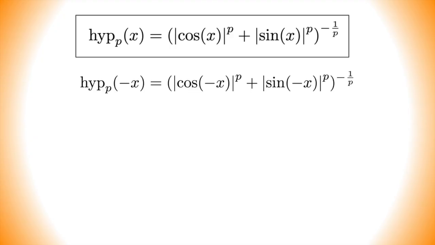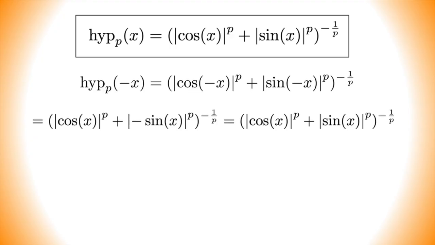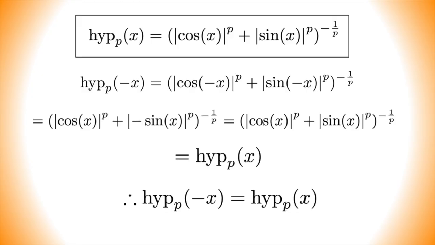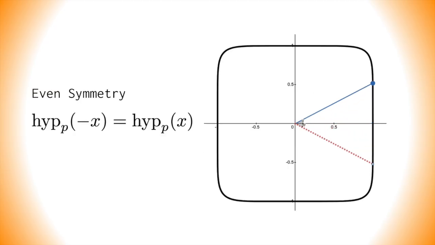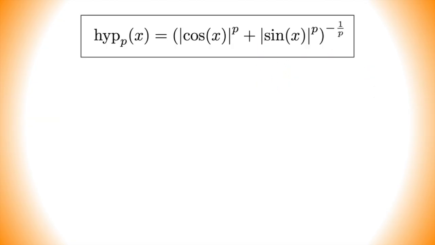Next, if you plug in a negative x, you'll see that the negatives will disappear, leaving you with hyp of x. This means that hyp of negative x equals hyp of x. Here's a visualization of this identity. The length of the solid blue line is the same as the length of the dotted green line when they're at opposite angles. You can also think about this identity and identities to come in terms of a squircle's symmetry. A squircle can be divided into 8 identical parts, with one of them being a curve between the angles 0 and pi/4 radians.